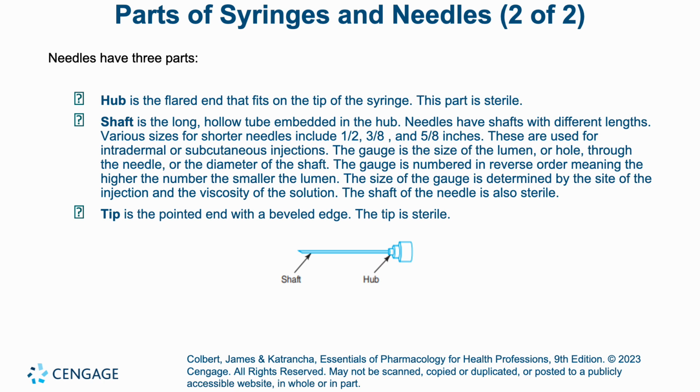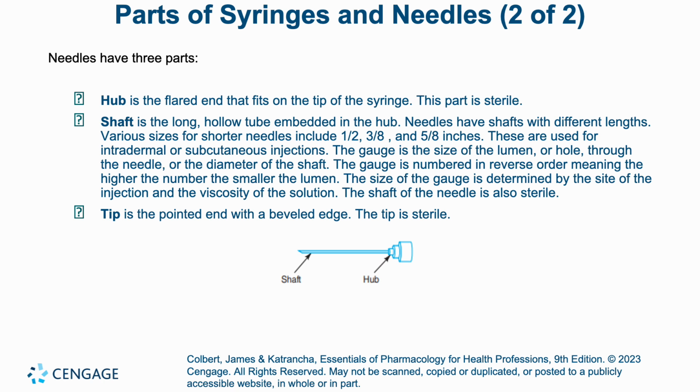Needles themselves have 3 parts. The hub is the flared end that fits on the tip of the syringe. This part is sterile, meaning you should not be touching the end of this or the end of the syringe. You should just be pushing the 2 parts together and screwing that Luer lock on.